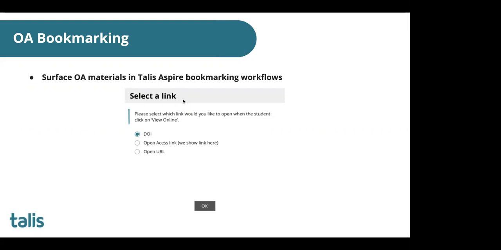What happens at that point is, when the user bookmarks, we give them the choice of whether they would like to link to an open access version instead. And again, this is one of those things that people have been asking us for a while.